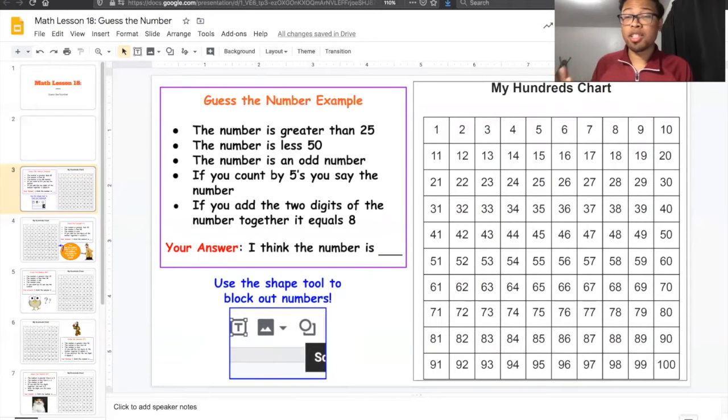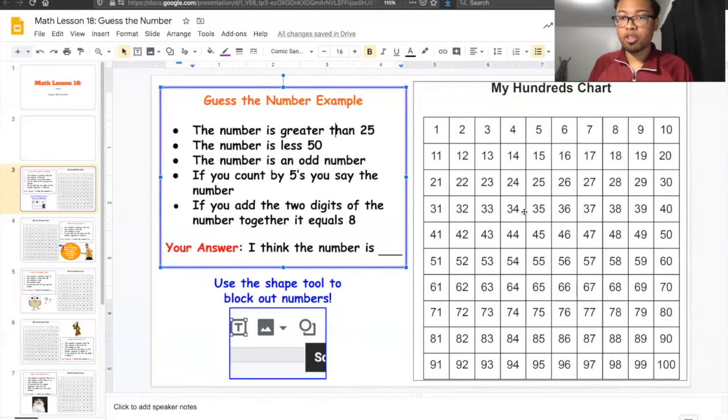One thing Mr. G is going to do right off the bat to help me start eliminating some of these numbers is I'm going to read a hint, and I'm going to look at my hundreds chart over here, and I'm going to start blocking out and crossing out numbers that I know aren't going to be the answer, so that I can narrow my selection down smaller and smaller so that I can start figuring out the puzzle. So for example, my first clue is the number is greater than 25.